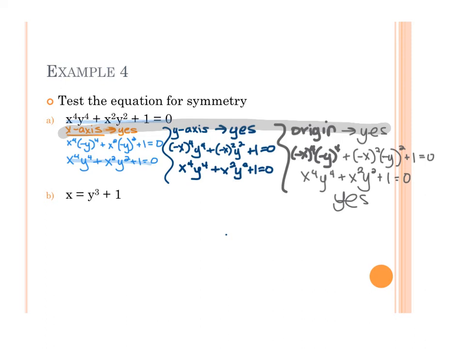So if you look at b, if I plug in a negative y, it's going to change the y, but not the x or the 1. So it doesn't work. If I plug in a negative x, it changes the x, but not the y, and not the 1, so it doesn't work.